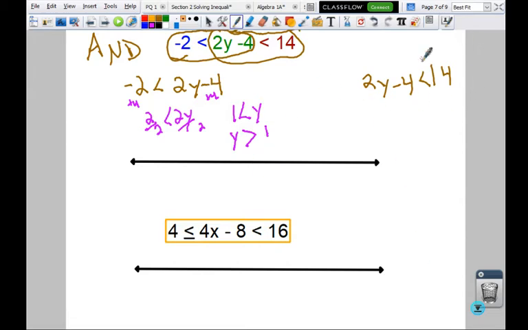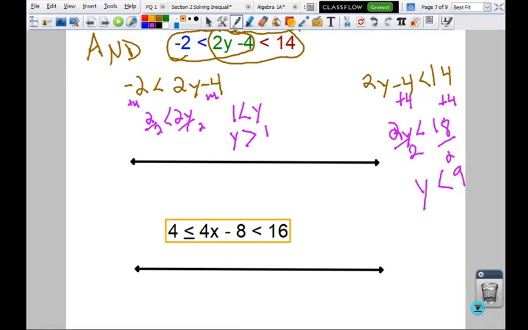But I can do the same type of thing on this right one. I'm going to have to add 4 first on my right side here. I got 2y is less than 18. What's my last step, Magi? My last step. You divide by 2. Yep. What do I get? You get y is less than 9.